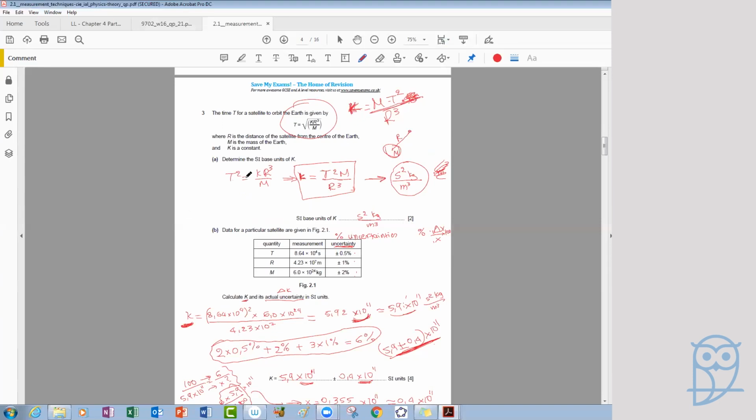If we had to find T, because you take the square root of this, KR cubed divided by M, which is like KR cubed divided by M to the power of 1/2. So the error would have an error from the R and an error from the M. Let's assume that we didn't have a value of T. So the error would be the error for the R, what is this?